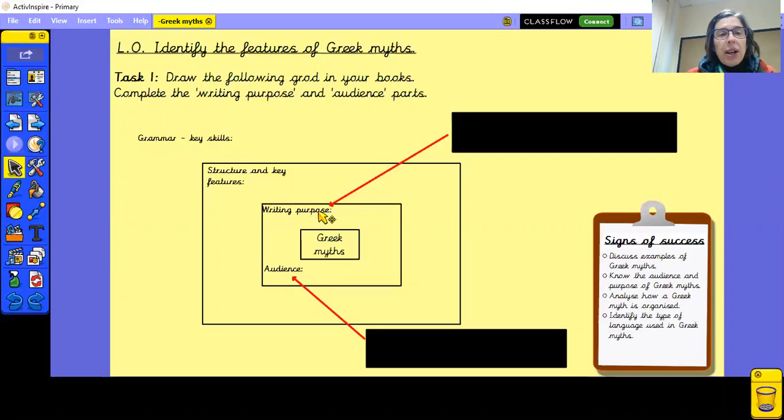During this task here, we're going to focus on writing purpose and audience. So take your time with your pencil and your ruler to draw all the different rectangles before completing these two parts. So pause the video, take your time because we're aiming for neat work. See you in a minute, year 5.